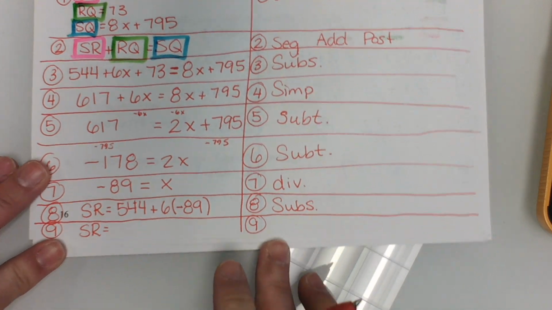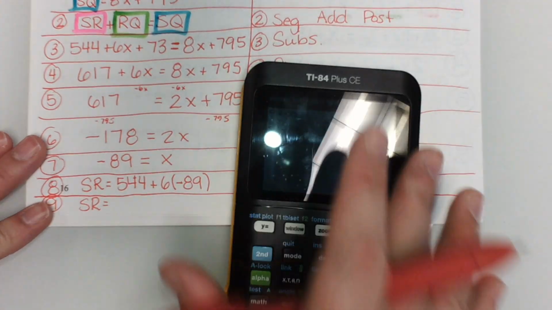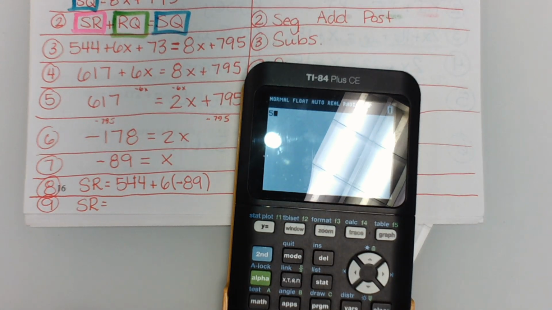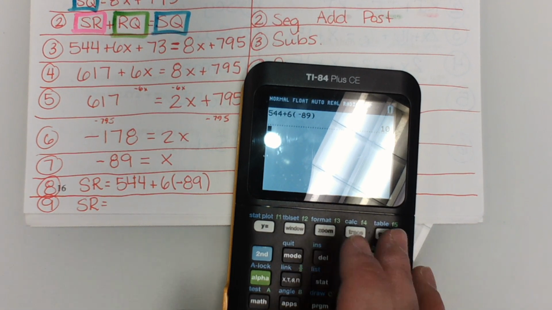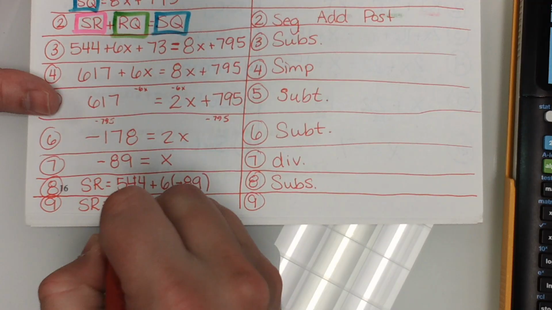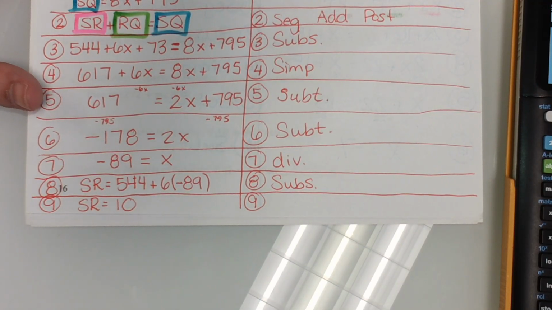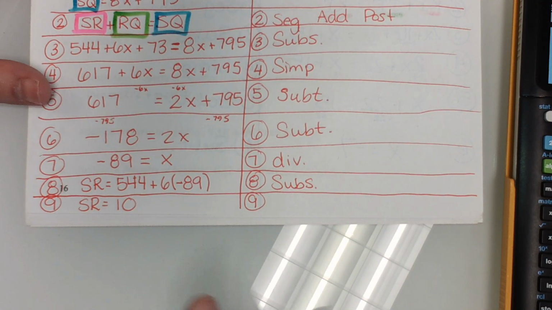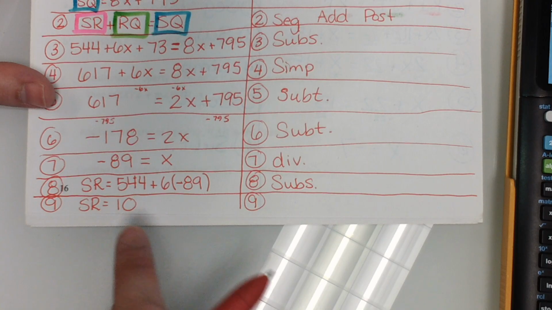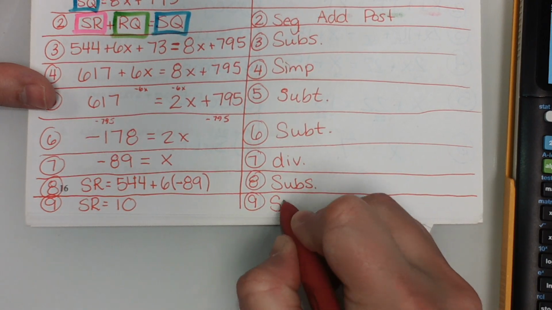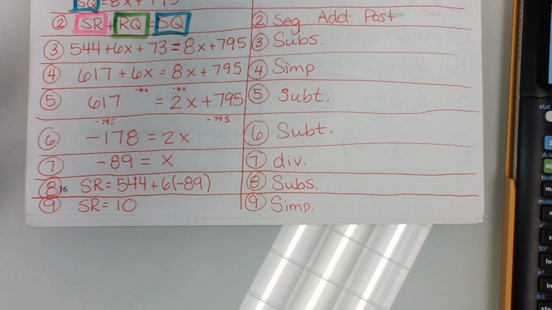Doing the actual math to figure out what this is, I can do that 100% in a calculator. 544 plus 6 parenthesis negative 89. I get that SR is 10. Is SR supposed to be 10? Yes. 10. Yeah. That means we did it right. To change from this to this is to simplify because you're following PEMDAS.